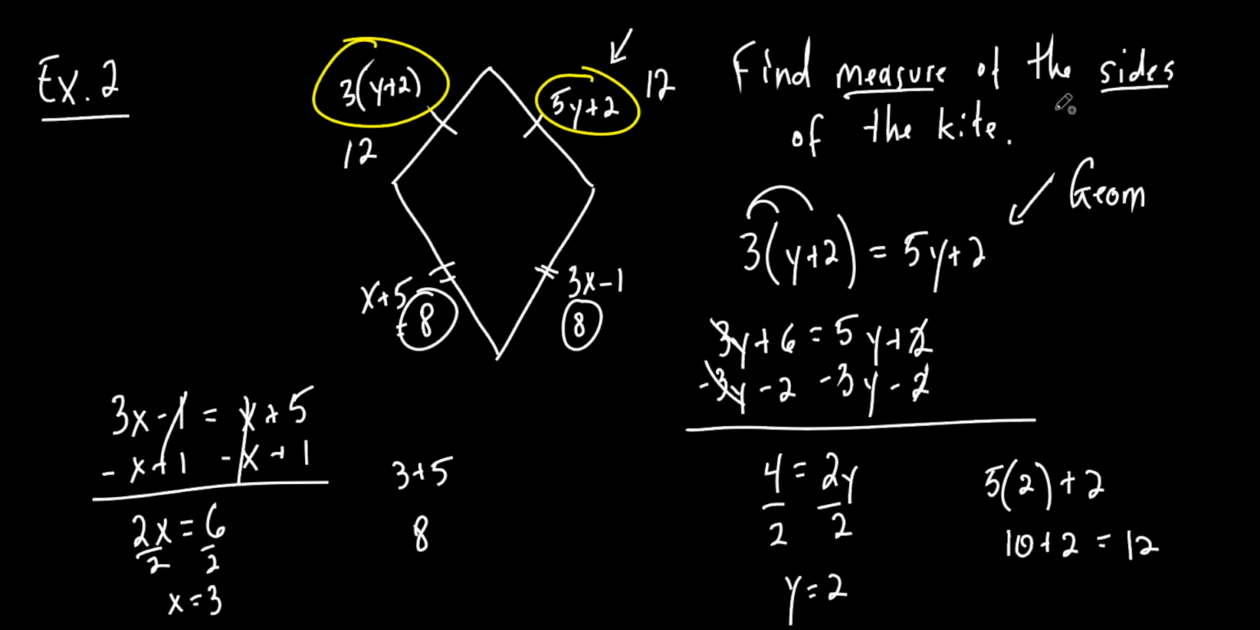And there you go. Those are your answers, okay? 12 and 12, 8 and 8, and you're done. That's how you do it. That was pretty easy. You really didn't have to know much about a kite at all, did you? You just had to know that these two sides were equal and these two sides are equal. That's really the only geometry that you had to know there.